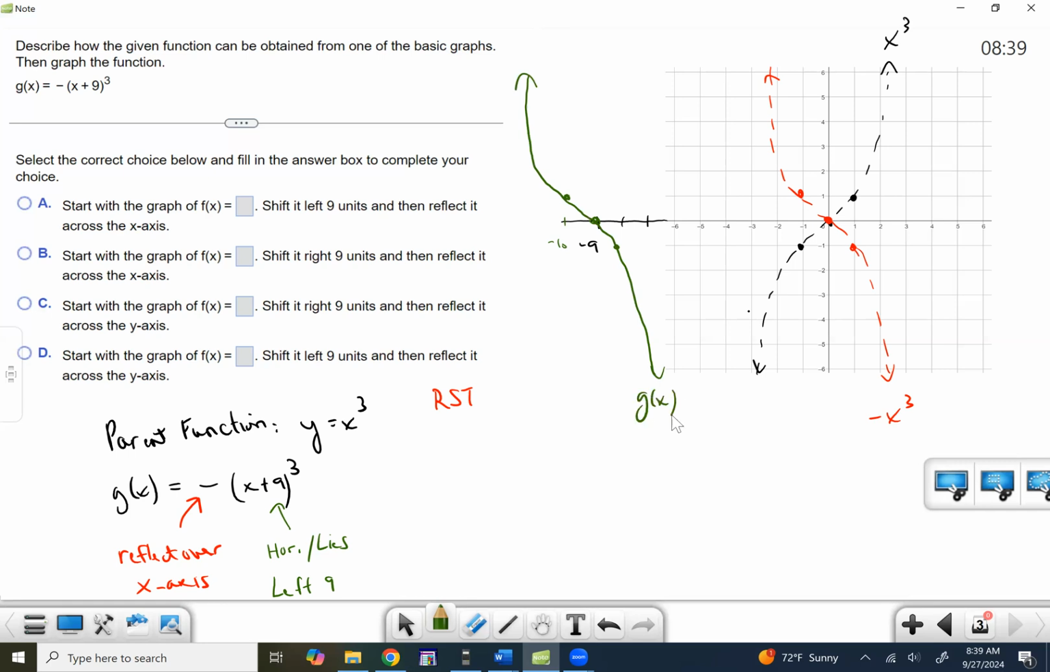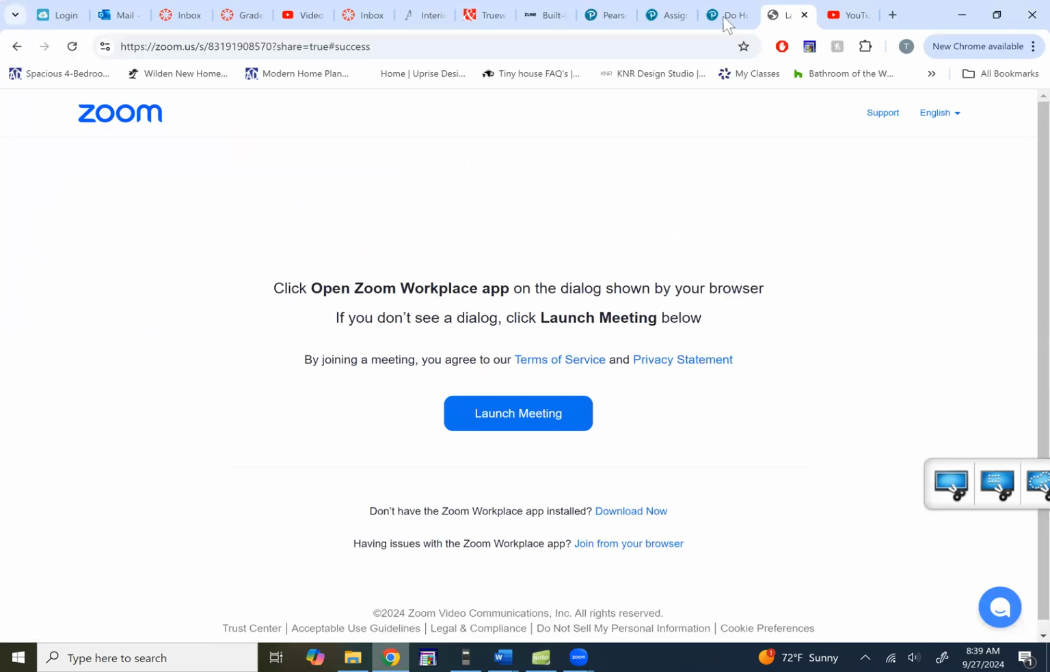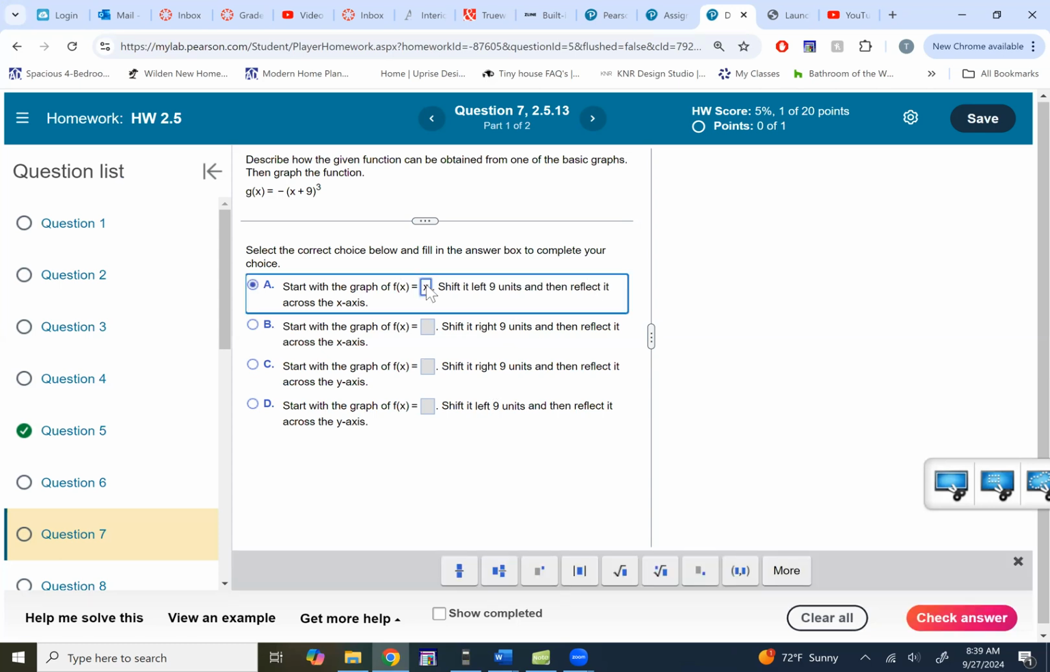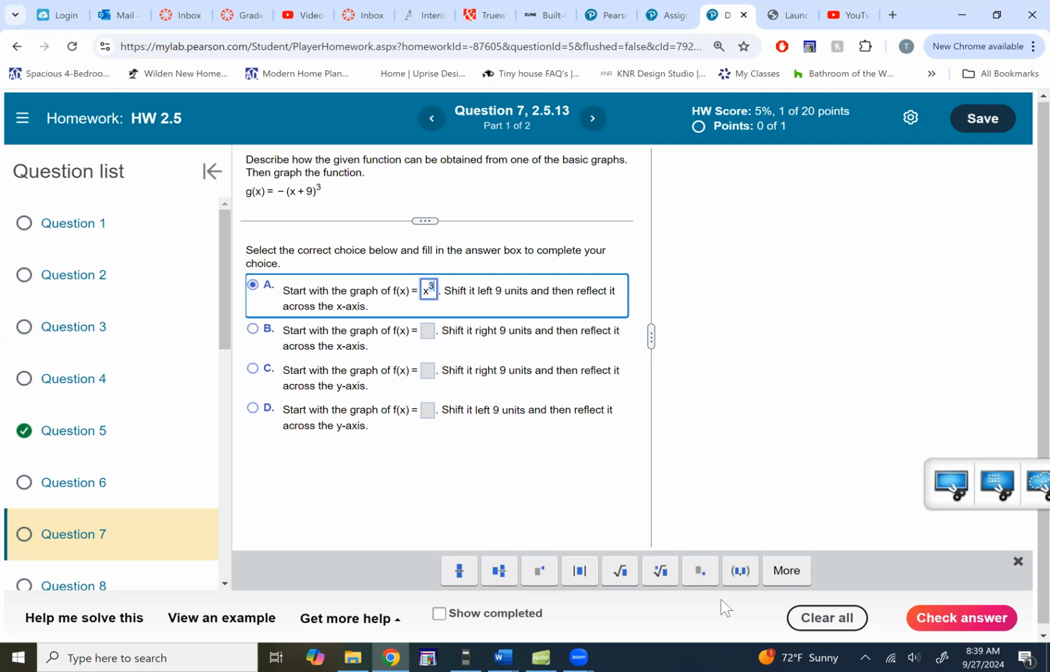Okay. So now we have to go graph that, and we have to pick from these drop-down menus what the correct choices are. So it says start with the graph. Well, let me pick the right one. Left 9 and left 9. So it's either A or B. And reflect across the x. It looks like A is it. So we're going to start with the graph x to the 3rd.